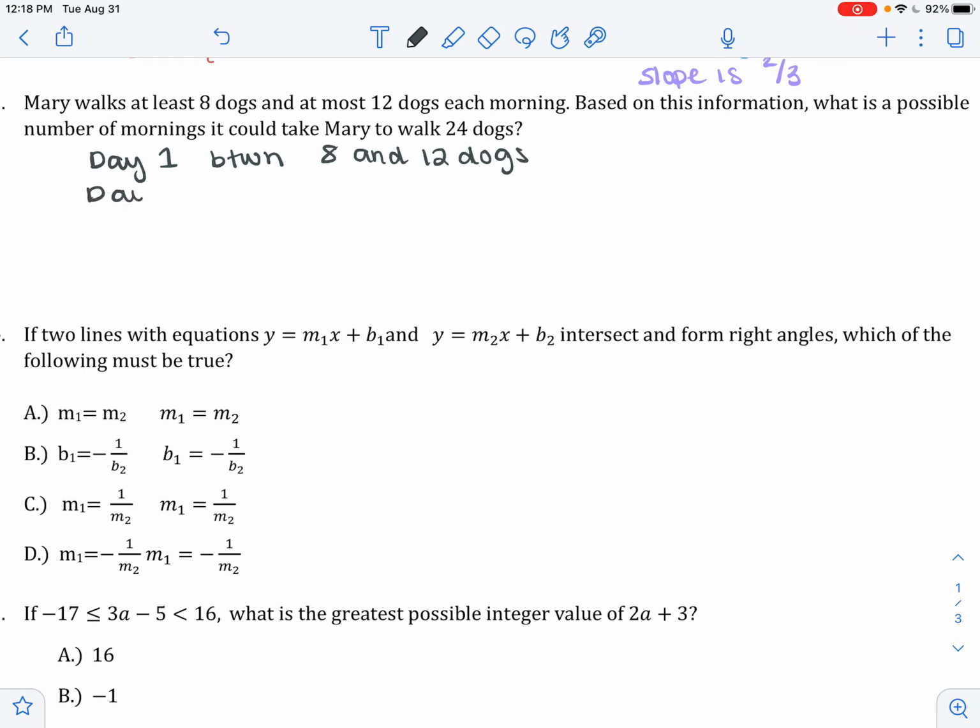Day 2, that total of dogs that she's walking is going to be between 12 and 24. Right, because we have one more day, so we need to double this range from day 1. Similarly, for day 3, we're going to triple that original range, right? Somewhere between, she's walking between 18 dogs and 36 dogs.